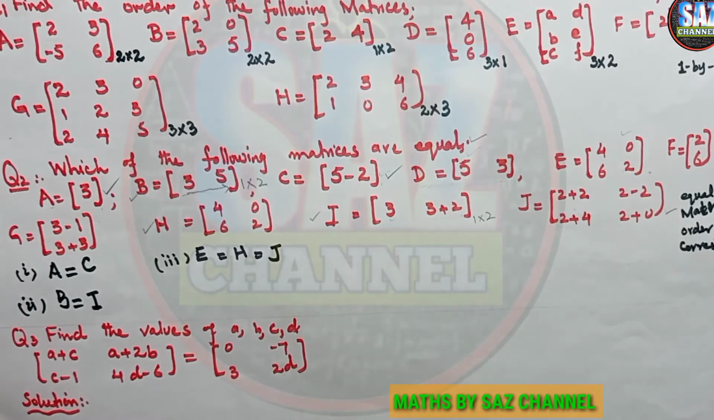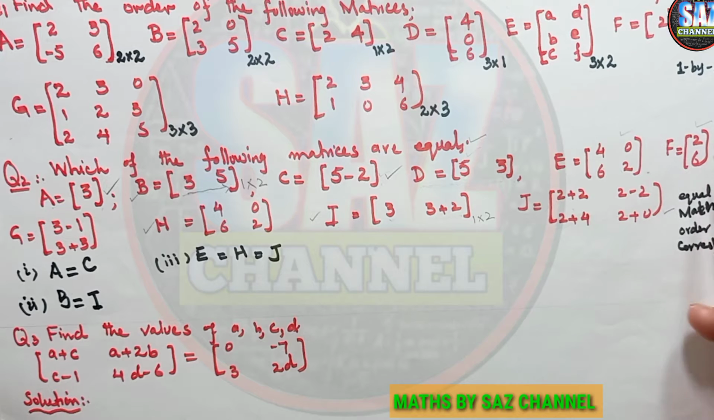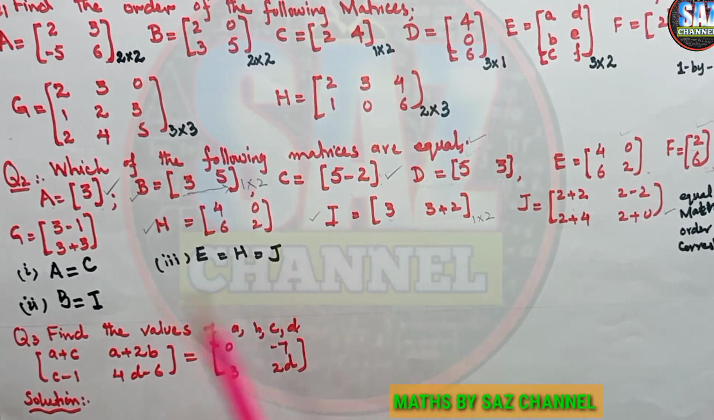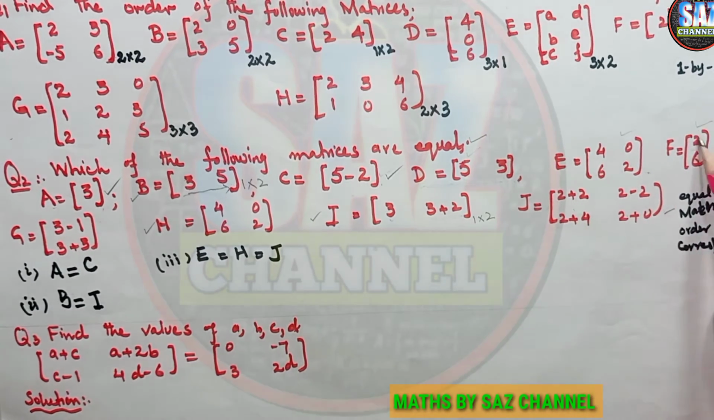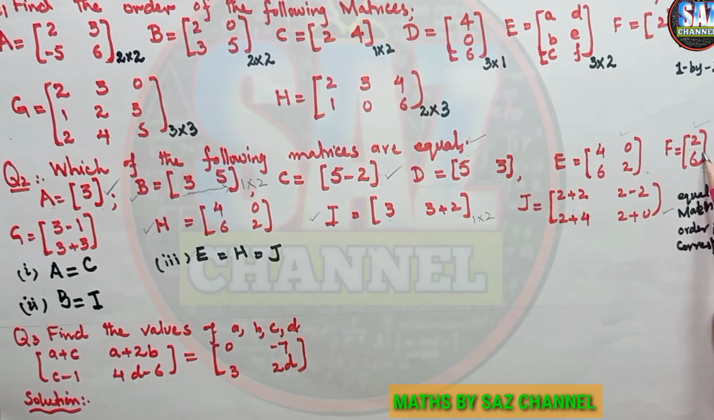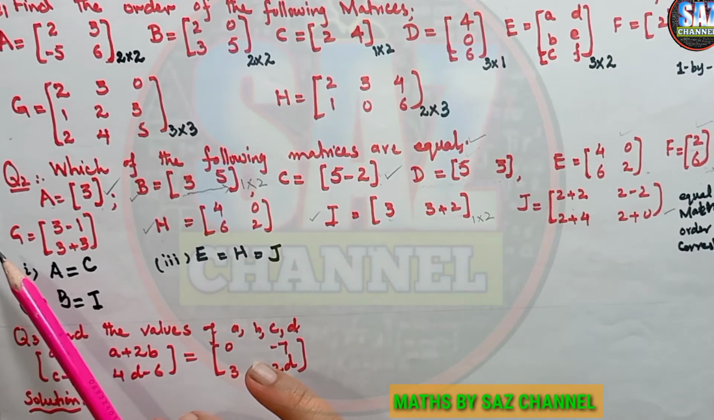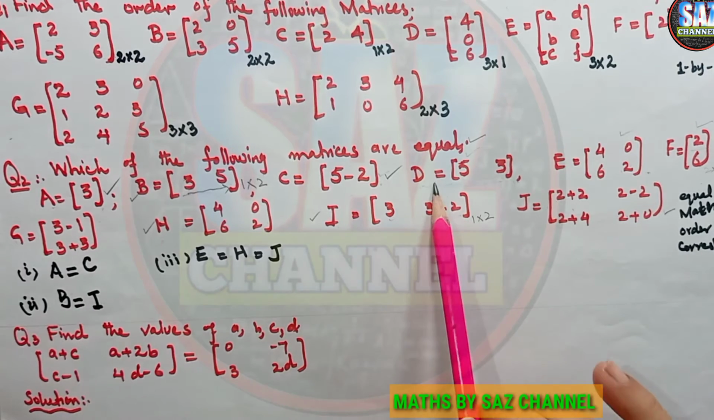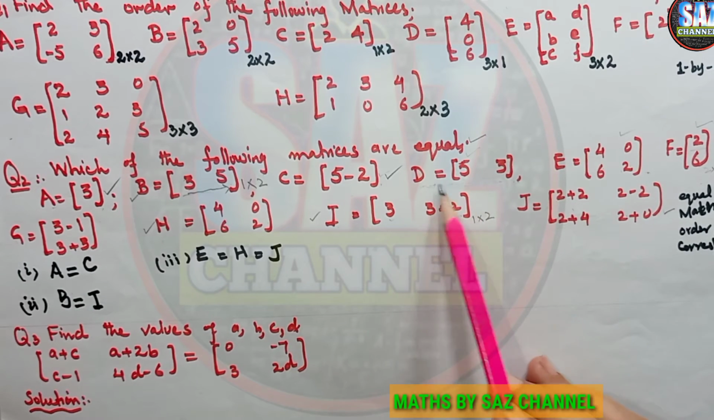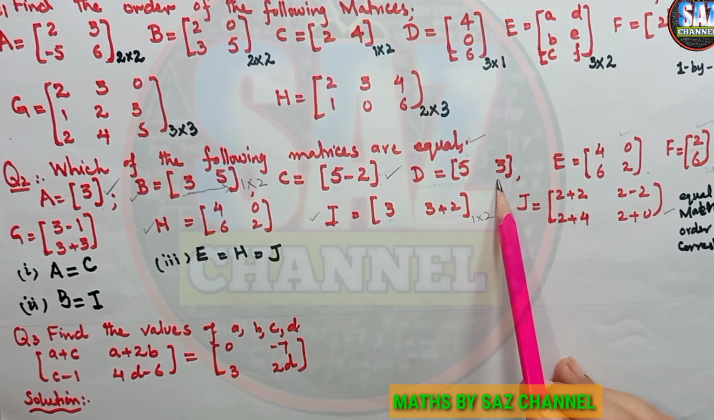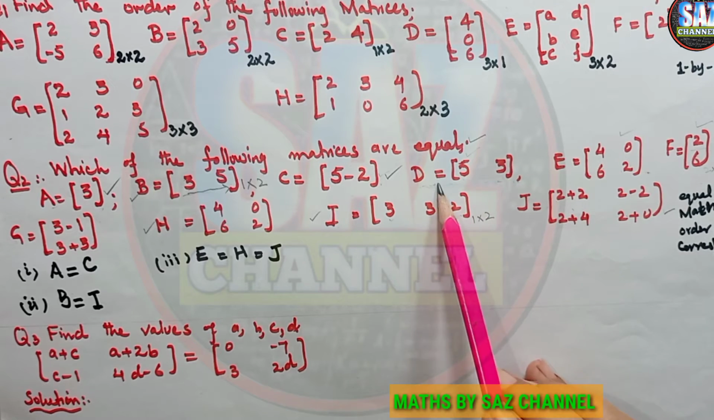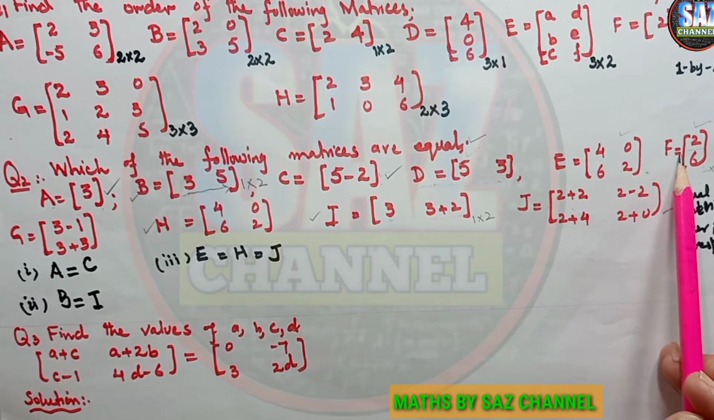Okay, let's move to and check F matrix that has the entries 2 and 6. It has 2 rows and 1 column. Now let me see which other matrix has 2 rows and 1 column with 2 at the first place and 6 at the second place. We are left with J matrix and D matrix. So D does not have the elements 2 and 6. So D and F cannot be equal at all.